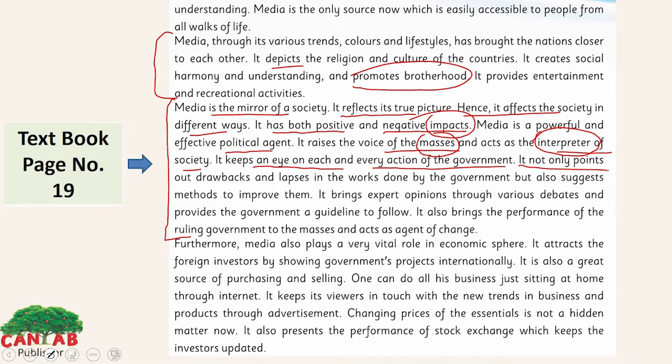It not only points out drawbacks and lapses in the works done by the government. Drawback कहते हैं खराबियों को. Lapses जो कोई चीज भूल जाए. In the works done by the government, but also suggest method to improve them. It brings expert opinions through various debates and provides the government a guideline to follow. It brings the performance of the ruling government to the masses and act as an agent of change.